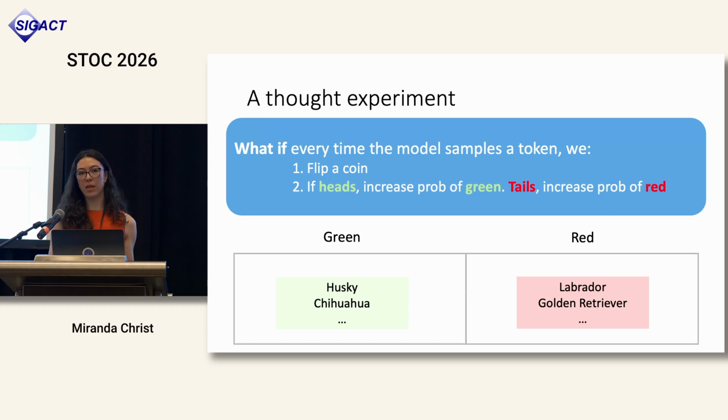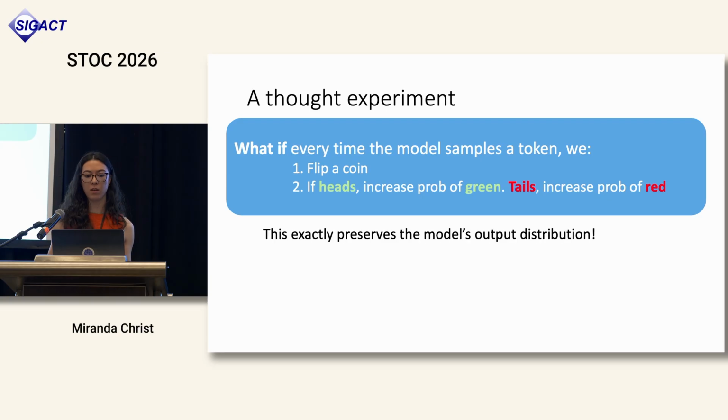But what I want you to think of is, say, consider generating a response using the model. And now every time the model samples a token, first we're going to flip a coin. And if the coin comes up heads, we'll increase the probability of the green words. Otherwise, we'll increase the probability of the red words. So I'm not going to tell you yet what we're doing with these coins, but just imagine doing this. And notice that this actually exactly preserves the model's output distribution if we do these increases in a balanced way. Right? Half the time we're increasing green, half the time we're increasing red. So on the whole, we're not introducing any bias to the distribution at all.